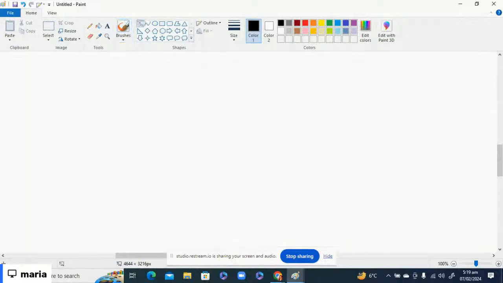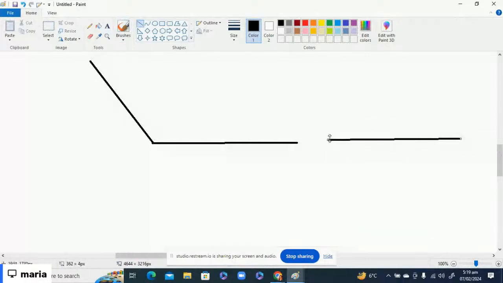For example, here I'm going to draw the shape. If the shape is this way, as we know, here is 90, okay, look at this point. Now here is 90, look at this point. Okay, so this angle is greater than 90, this angle is also greater than 90, so we can say that both angles are obtuse angles.